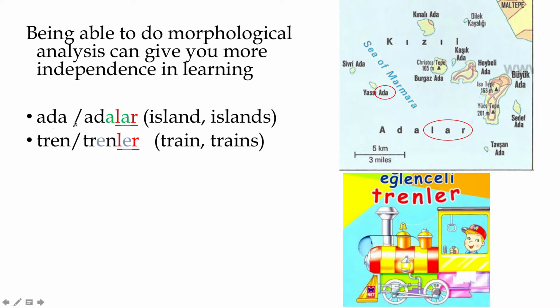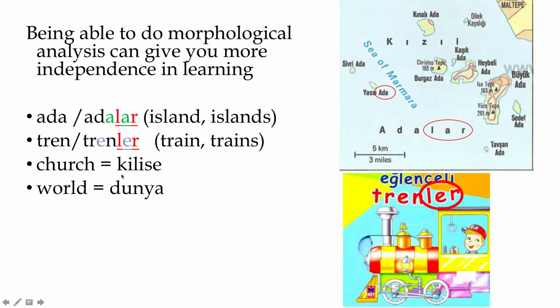So I would see ada, adalar is the plural for islands. Tren, trenler. Ler is the plural for train.